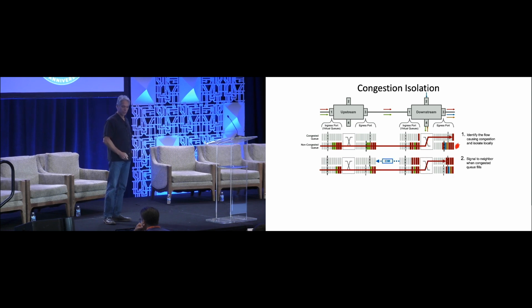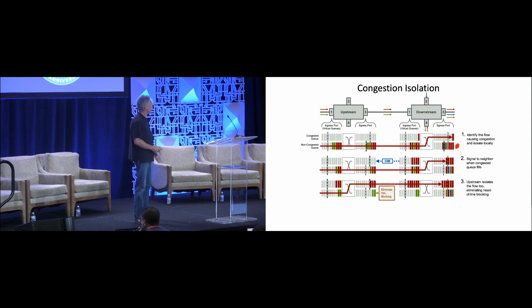Okay, so we've identified the flow. We've begun to queue the packets into a congested queue, and then we signal to our neighbor that we're doing this, and we give them enough information to identify the very same flow. So now the upstream neighbor will do the same thing. It'll begin to queue those packets in a different queue and eliminates the head-of-line blocking, getting it out of the way.